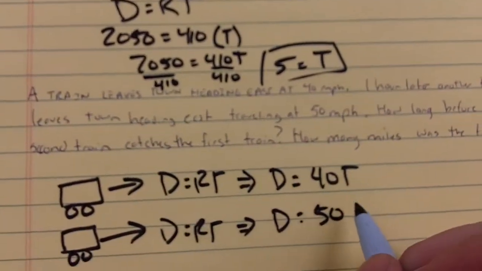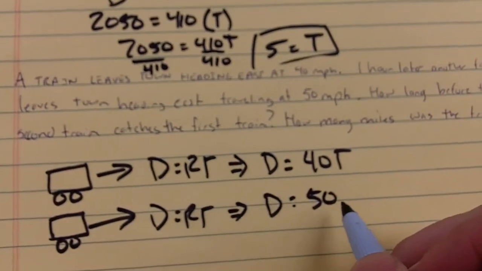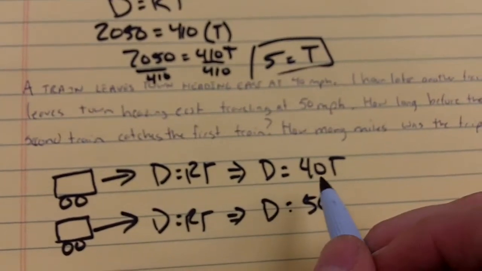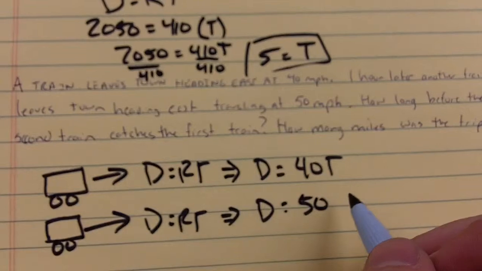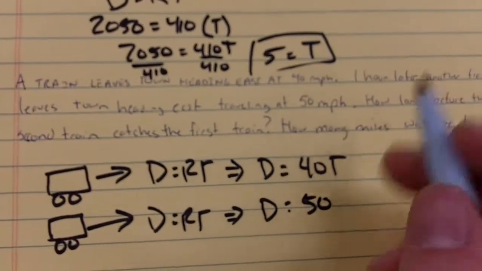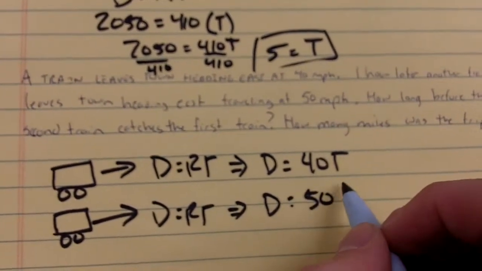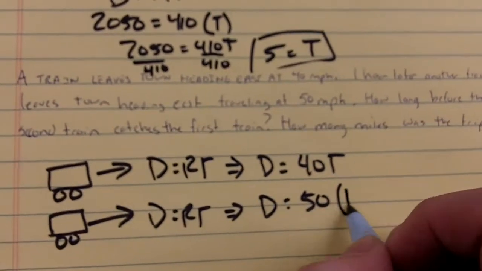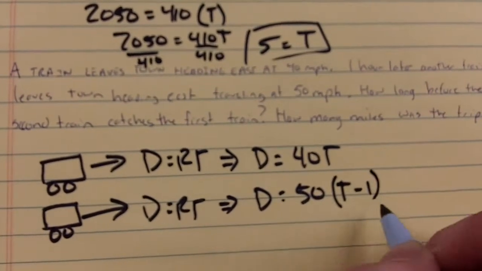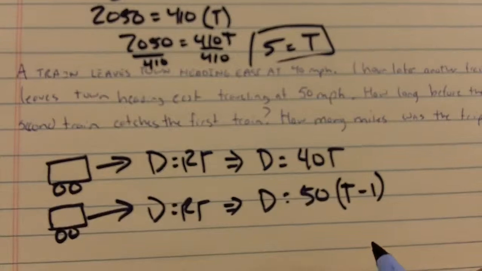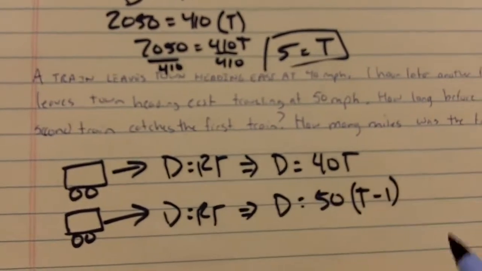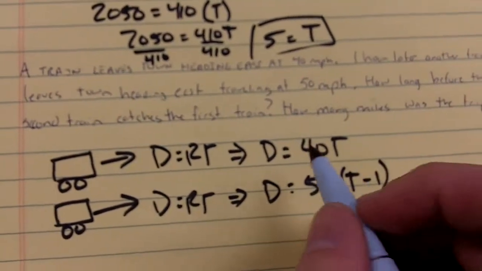It said this guy leaves 1 hour later. The second train leaves 1 hour later than the first train. So the time that it travels for, if it leaves 1 hour later, it has 1 hour less time to be traveling. So its time is the same time as this, minus 1 hour. I just have to take away one of those hours because it doesn't get to travel that hour. It left an hour later, it doesn't get to travel that hour. I now have two equations.